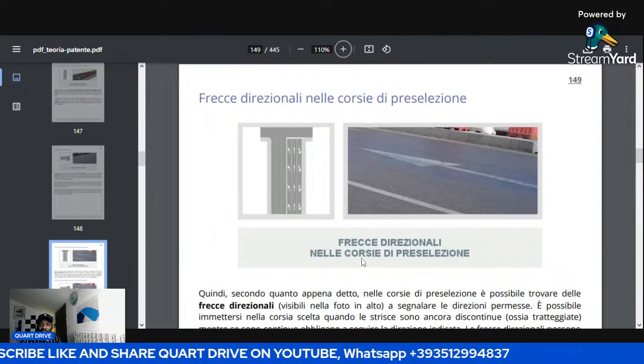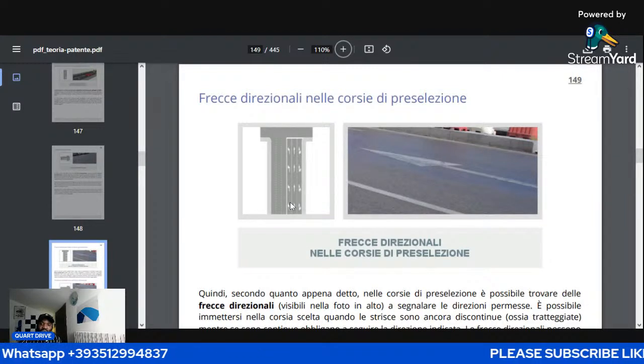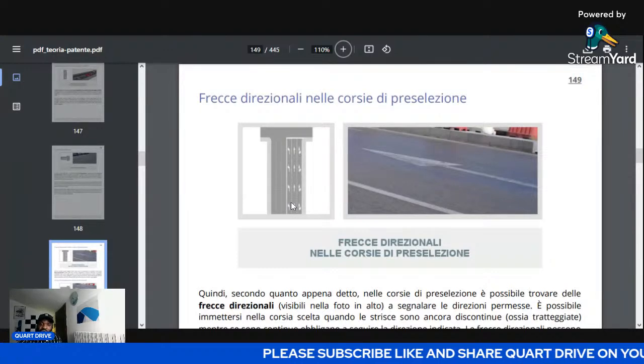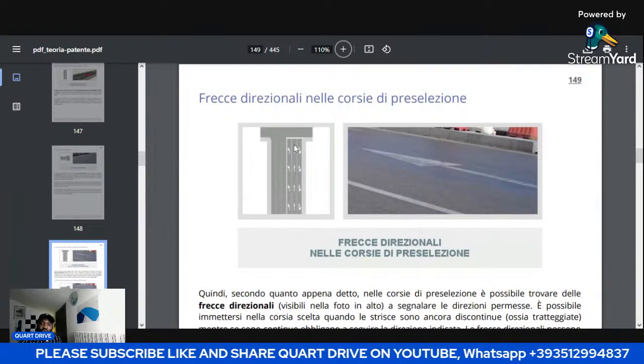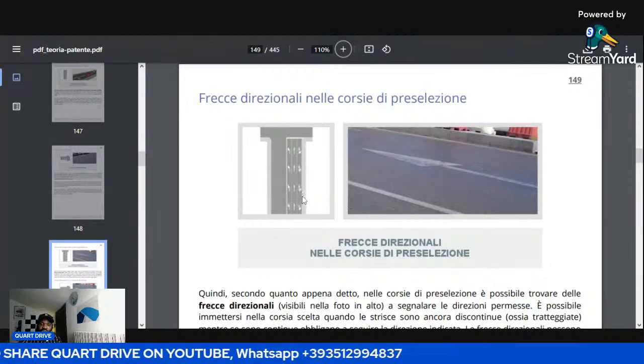So this one talks about freccia direzione. That is why they have painted the freccia on the floor with the white color, to indicate that when you get to this junction with the freccia, you have to follow the directions of the freccia without causing any accident on the road.